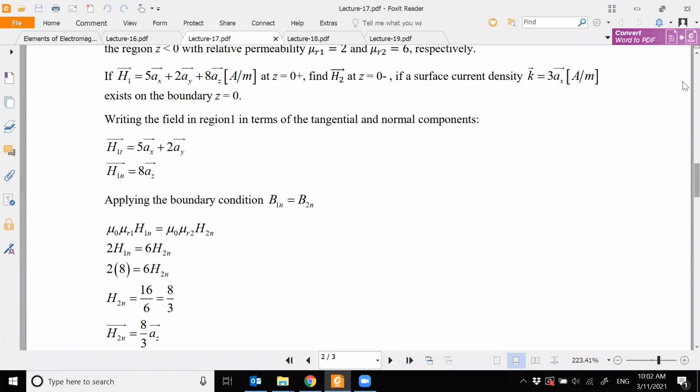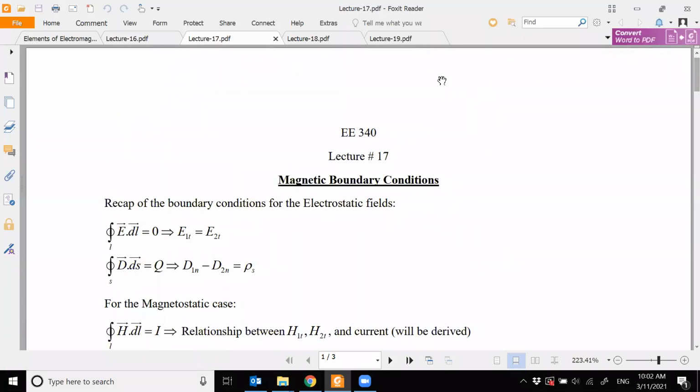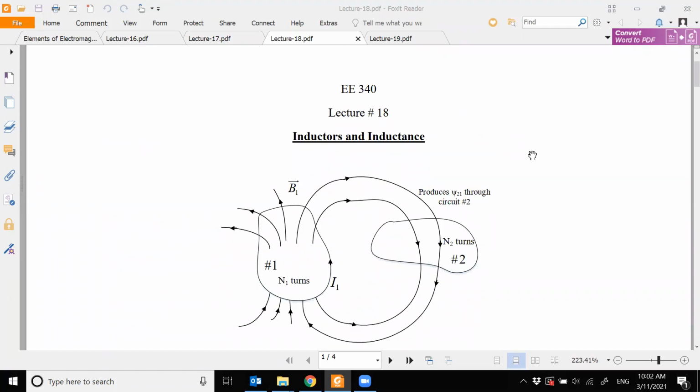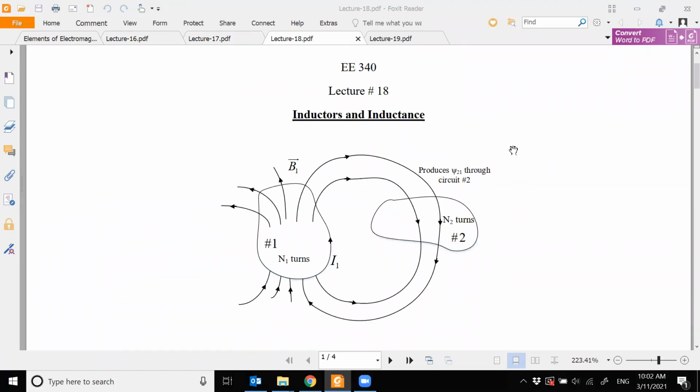Okay, so today we are going to go for the next topic of our course, and that topic is on inductors.